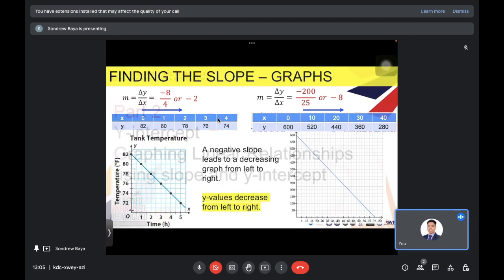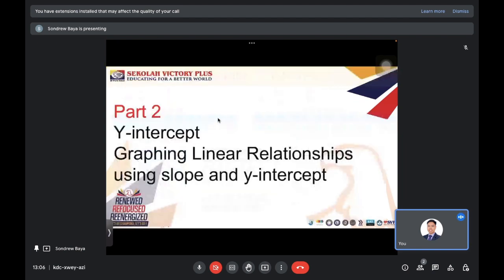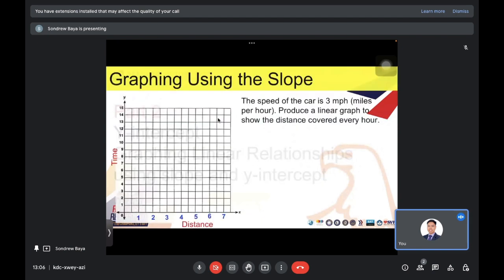This time, let's now go to the last portion of this video, which is on y-intercept and graphing linear relationships using slope and y-intercept. All right? So let's start with graphing using the slope.